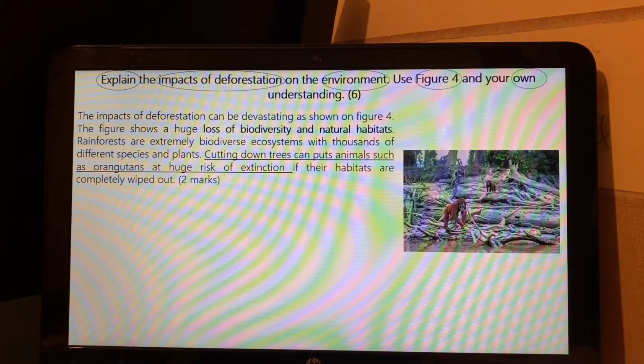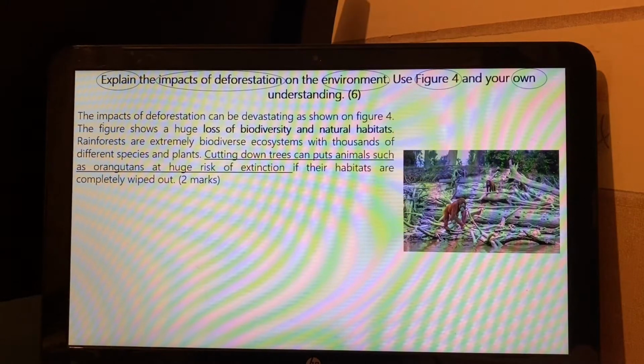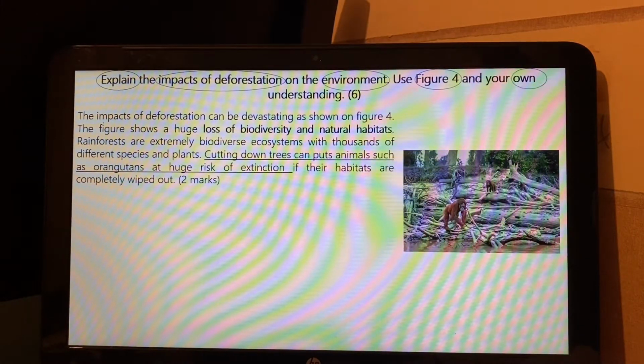I then go on and, to explain it, I'll say rainforests are extremely biodiverse. Again, another key term, ecosystems. You have hundreds of thousands of different rare species and mammals, and we've got plants. And then the point I've underlined here, to finish off this point, I would say cutting down these trees puts these animals at huge risk of extinction. They've lost their homes. They're going to have to probably migrate somewhere else, and that could be quite problematic. We've got this huge issue of animals being displaced, and eventually their numbers drop.